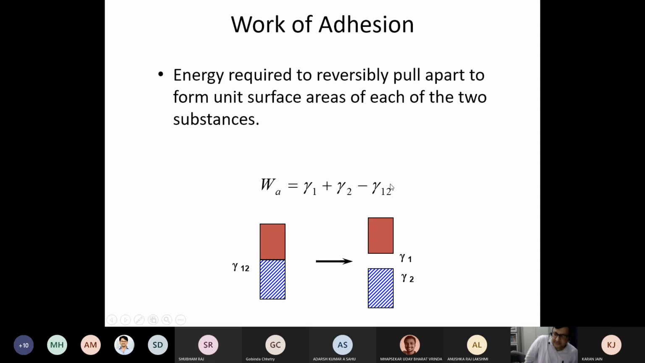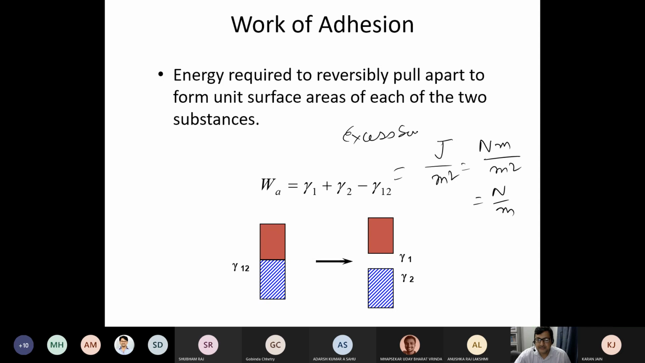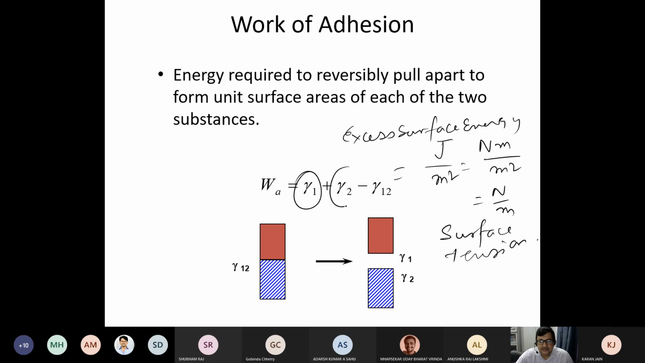So what is surface energy? Surface energy is joule per meter square, right? So what is joule per meter square? Newton meter per meter square, right? So that is Newton per meter. This is the way you divide the excess surface energy, which is synonymous with surface tension. Now, if this is surface tension, and this is surface tension, this one is called the interfacial tension.